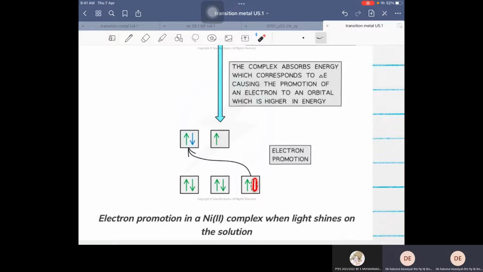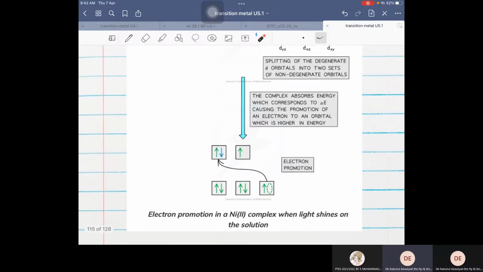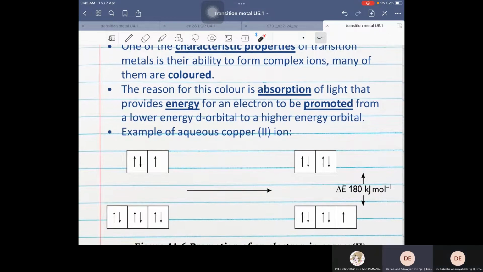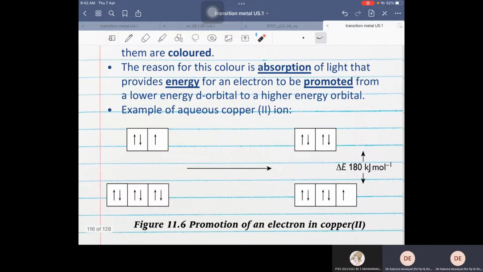So when this electron, just imagine this blue electron actually came from here. This blue electron absorbs the energy that is the exact same amount as the gap between the 2 groups of d orbitals. It can go up. This is a process called promotion or excitation. The electron is being promoted from a low energy level to a high energy level. Okay? Okay. So here is an example. This is what you have in your notes.